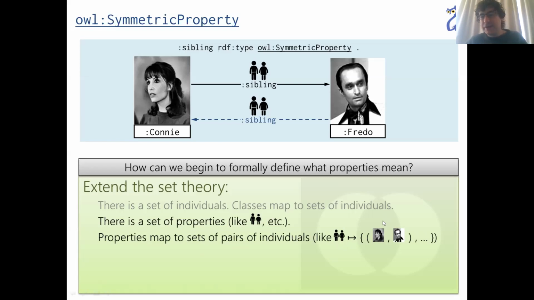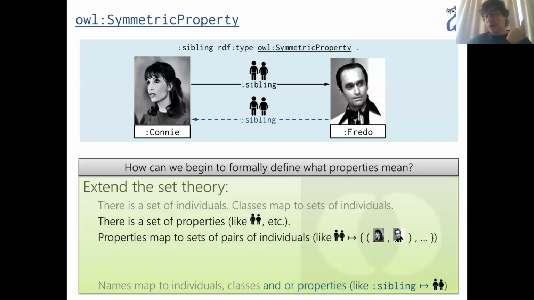So for a class, we have a set. For a property, we interpret it as a set of pairs. Okay. So now we can map names to one of three things: to individuals, to classes, and/or properties. So we can name classes, we can name individuals, we can name properties. We have an individual, which is just an element of a set. We have classes, which are sets of elements, and we have properties that are sets of pairs of elements.